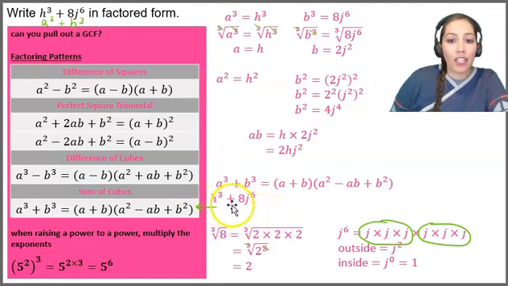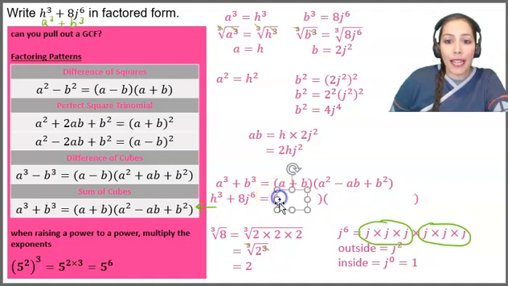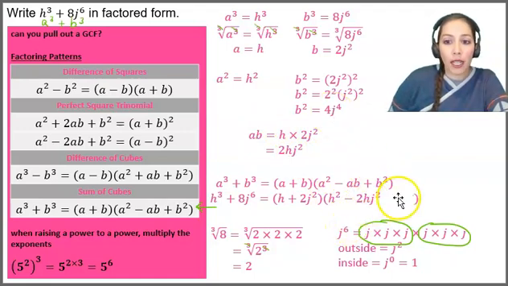I know that I have H cubed plus 8J to the 6th, and that's equal to A plus B, so my A was H, plus my B, which is equal to 2J squared. Then I have A squared. My A squared was H squared, minus A times B, so minus 2HJ squared, plus B squared, so plus 4J to the 4th. This right here is my final answer for this problem.